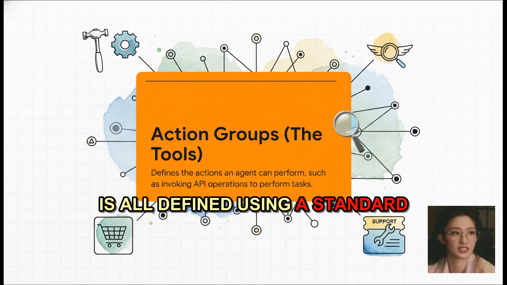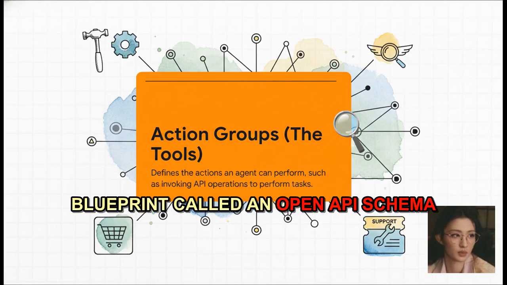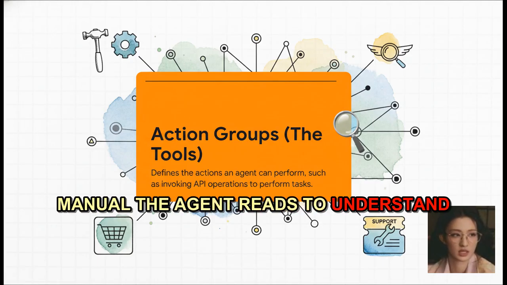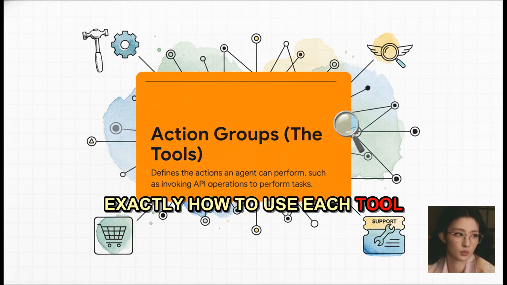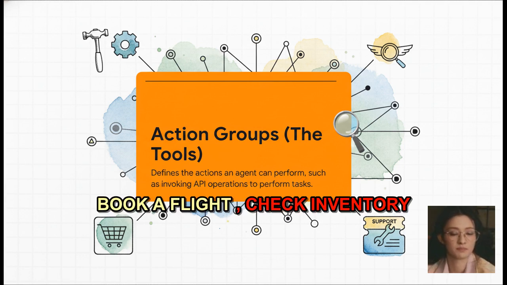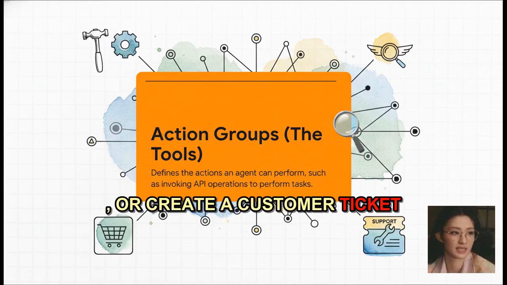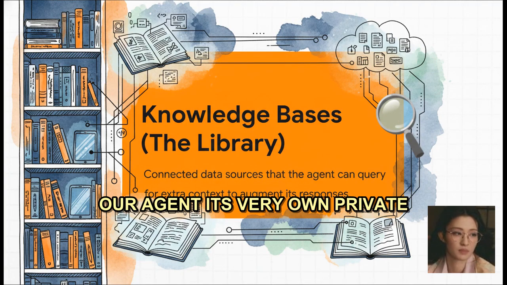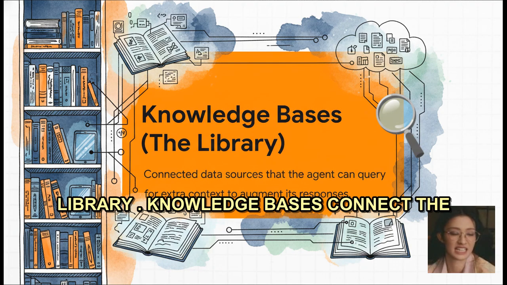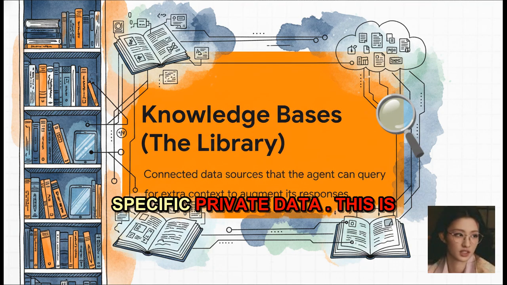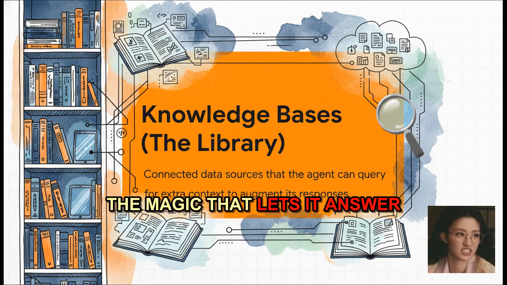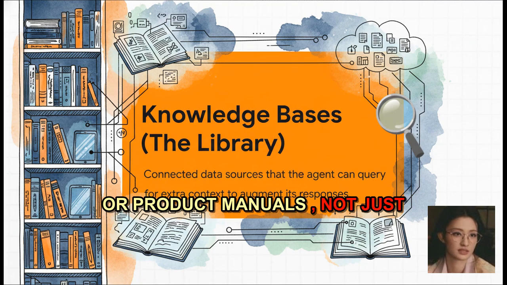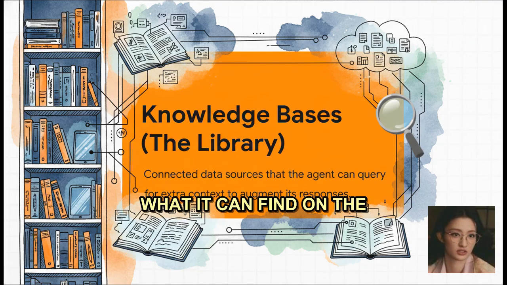And this is all defined using a standard blueprint called an OpenAPI schema, which is basically an instruction manual the agent reads to understand exactly how to use each tool, whether that's to book a flight, check inventory, or create a customer ticket. And finally, we give our agent its very own private library. Knowledge bases connect the agent to your company's specific private data. This is the magic that lets it answer questions based on your internal documents or product manuals, not just what it can find on the general internet.